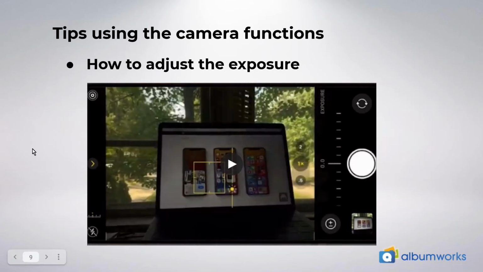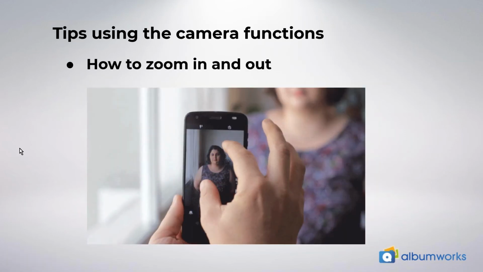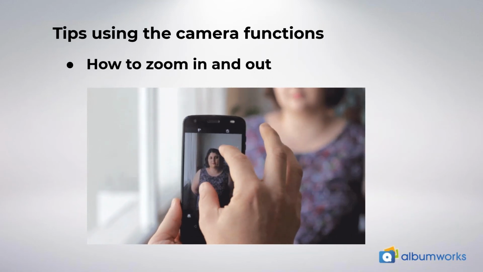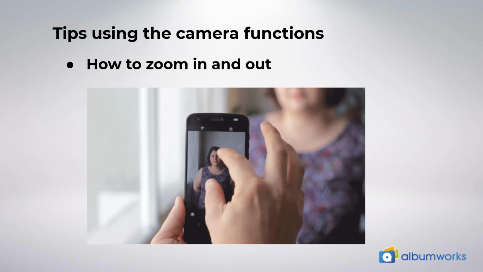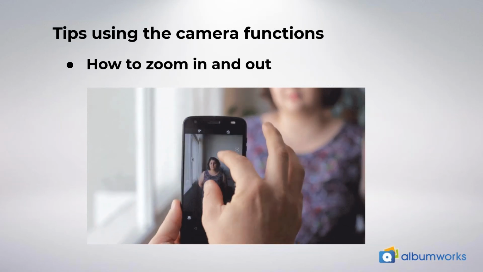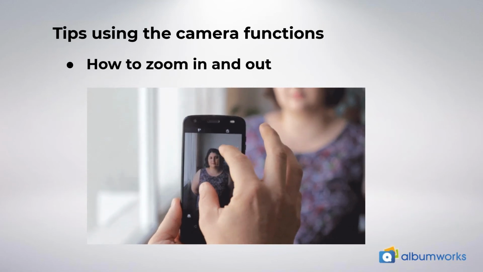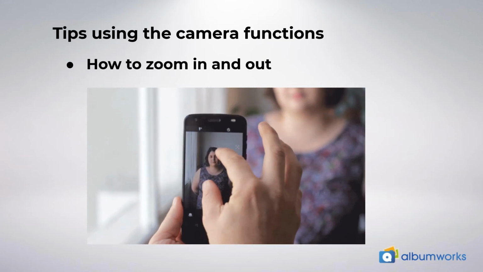Next is the zooming in and out feature. If you're familiar with using an iPhone, then you might be familiar with zooming in and out already. To zoom in while using your camera, you can use two fingers and stretch them outwards, just like this example. And to zoom out, you use two fingers, but you pinch them together.